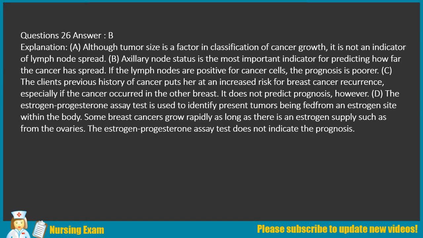C. The client's previous history of cancer puts her at an increased risk for breast cancer recurrence, especially if the cancer occurred in the other breast. It does not predict prognosis, however. D. The estrogen-progesterone assay test is used to identify present tumors being fed from an estrogen site within the body. Some breast cancers grow rapidly as long as there is an estrogen supply, such as from the ovaries. The estrogen-progesterone assay test does not indicate the prognosis.